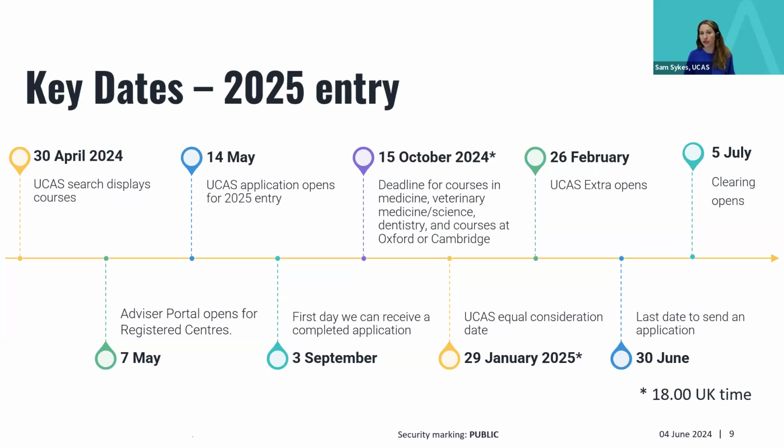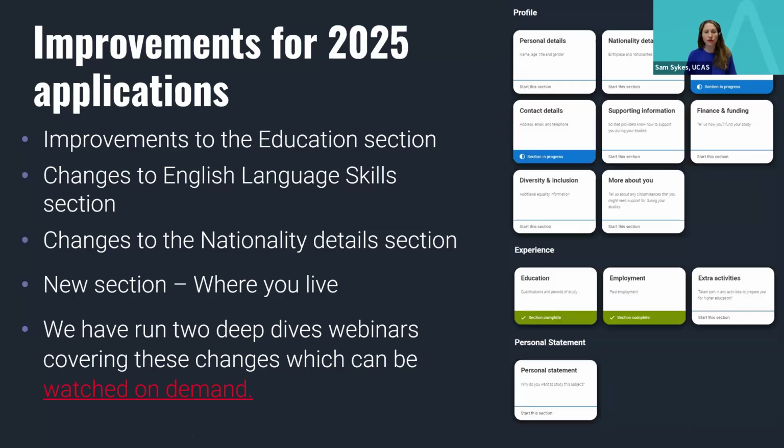Key deadlines: the 15th of October for those early application courses, and then the equal consideration date will be the 29th of January 2025. So the cycle is sort of as usual this year. In terms of the developments, I have only got 40 minutes today to cover quite a few updates, so I'm just going to be doing these top level.